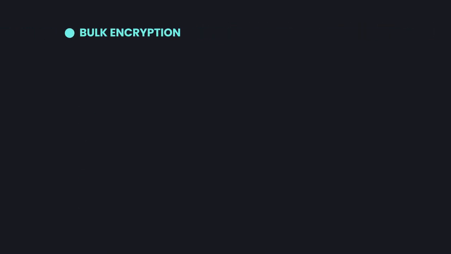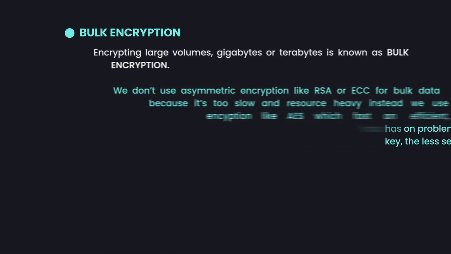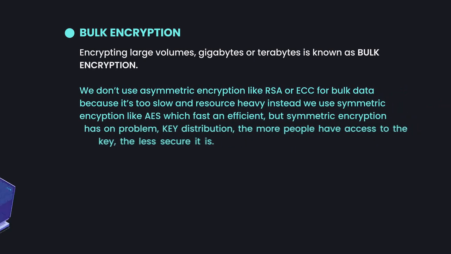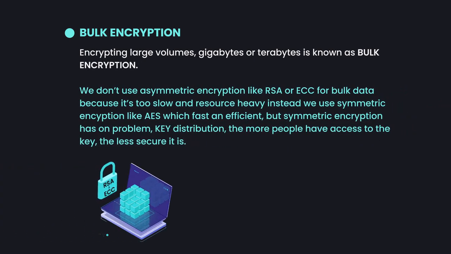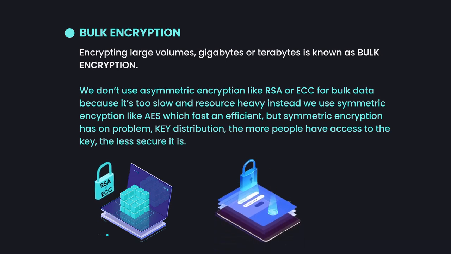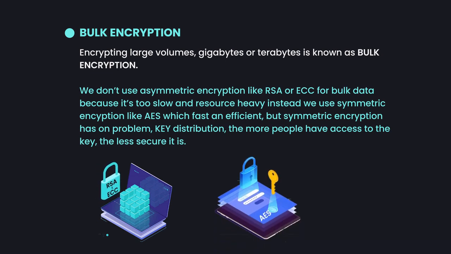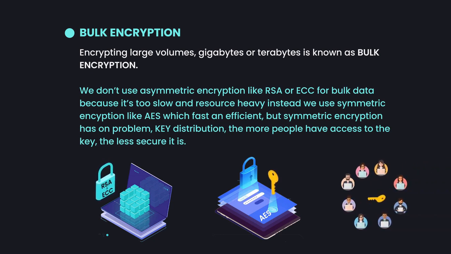Encrypting large volumes, gigabytes, or even terabytes is known as bulk encryption. We don't use asymmetric encryption like RSA or ECC for bulk data. Remember, it's too slow and it's resource heavy. Instead, we use symmetric encryption like AES, which is fast and efficient. But symmetric encryption has one big challenge: key distribution. The more people who have access to the key, the less secure it is.